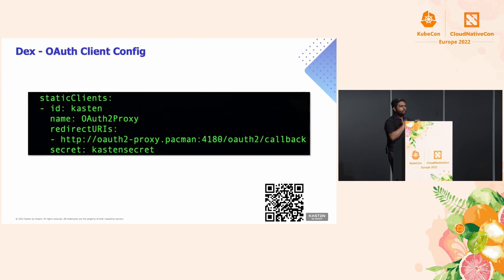OK, so let's get to the last piece of the Helm values file, and then we'll go and deploy Dex. So the last piece is the static client configuration. We're registering the OAuth 2 proxy as a client of Dex here. You have an ID, a secret, and a redirect URI. The redirect URI is important here. What this is telling Dex is if authentication is successful, redirect to this specific URI to continue the flow.